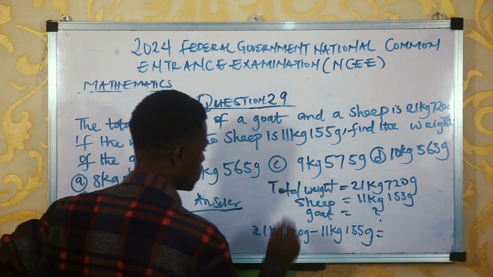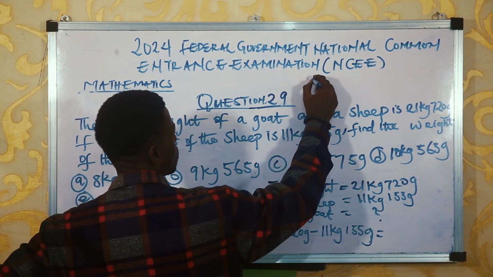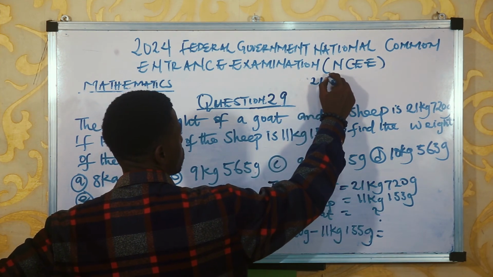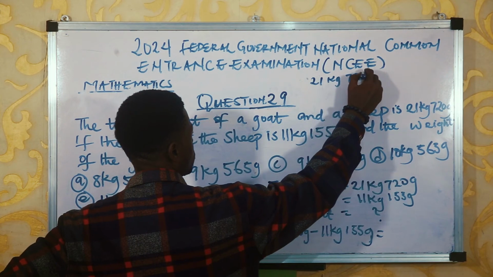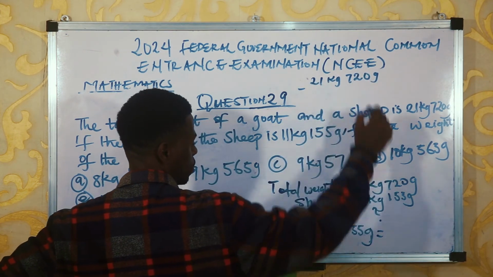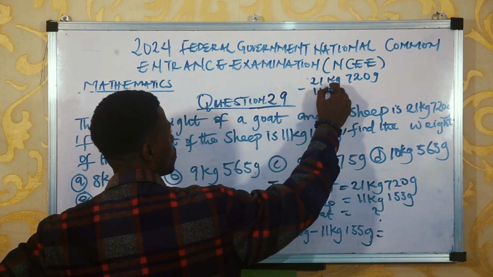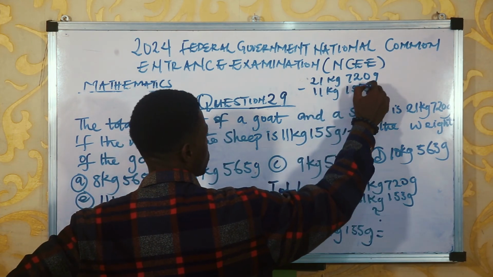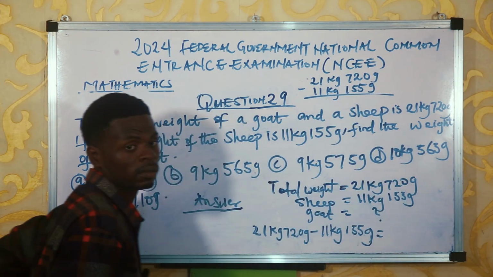So let us do it here. Let's subtract it here. Okay, 21 kilogram 720 grams minus 11 kilogram 155 grams. So let's minus it.